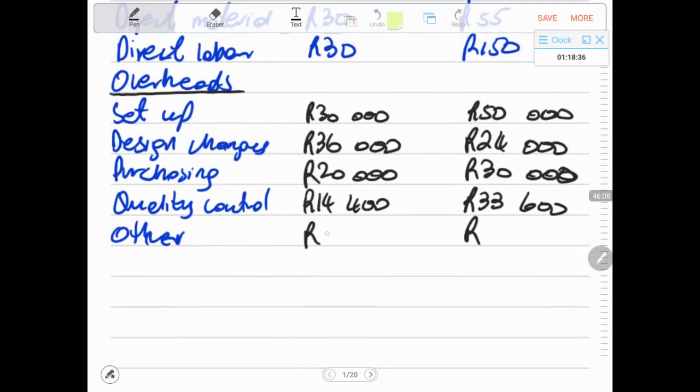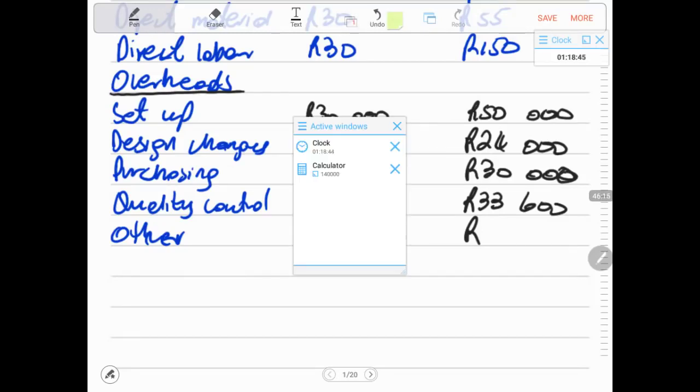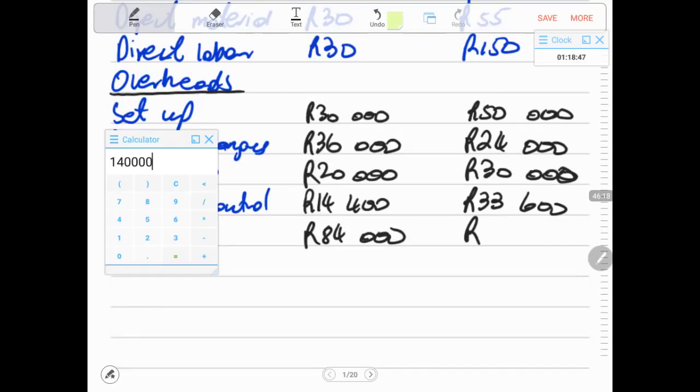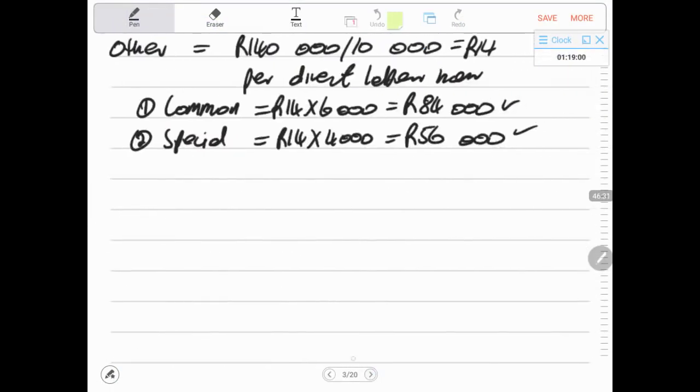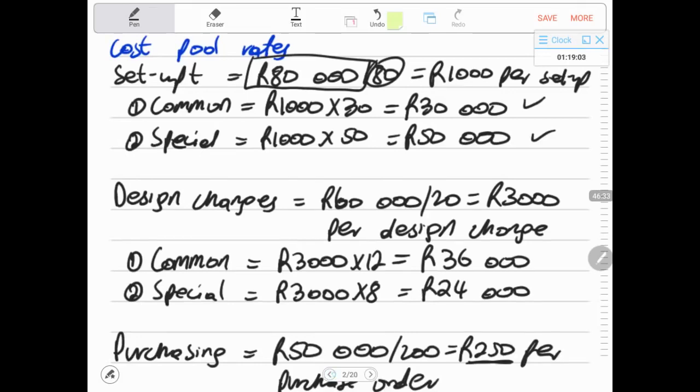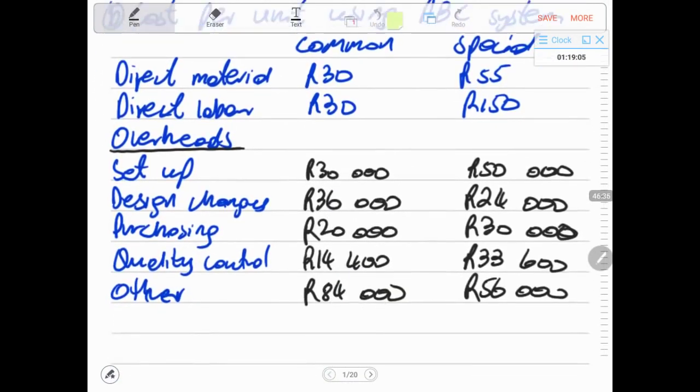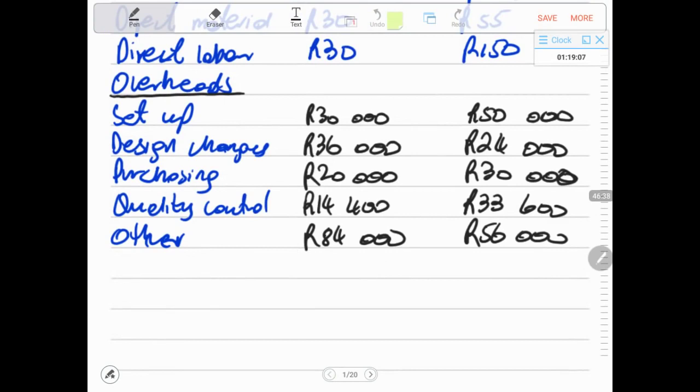84,000 and 56,000. Just confirm, 84 plus 56, 140,000. So now we have that 84,000 and 56,000. Therefore now the overheads have been calculated using the activity-based costing.